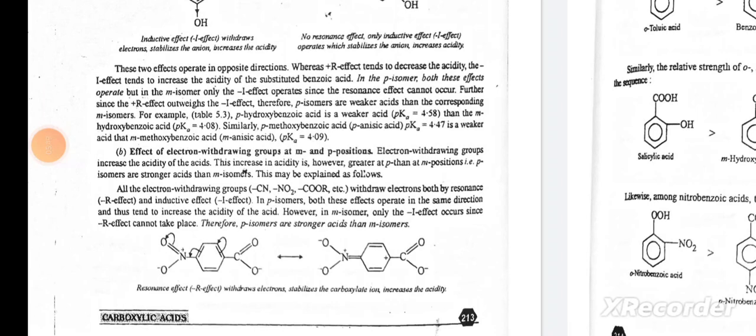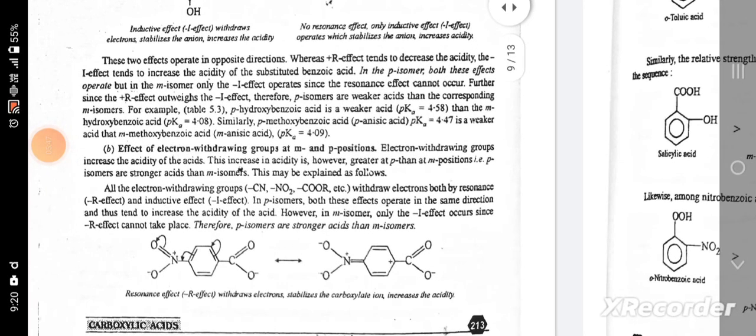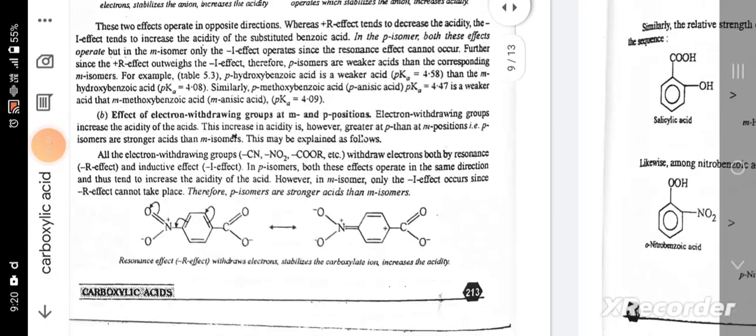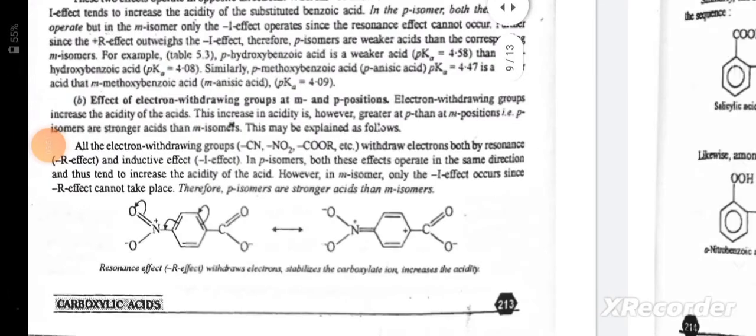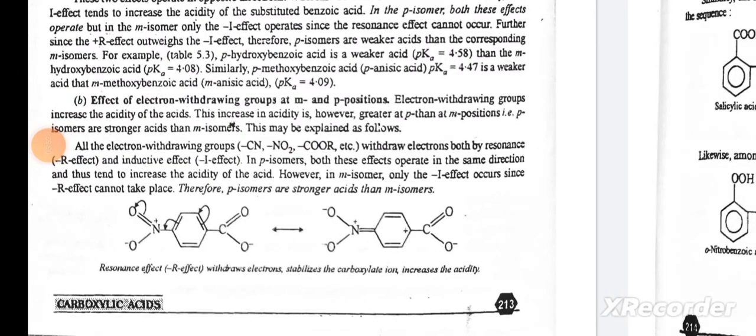Effect of electron withdrawing groups at meta and para positions. Electron withdrawing groups increase the acidity of the acids. This increase in acidity is however greater at para than at meta positions. Para isomers are stronger acids than meta isomers. This may be explained as follows.